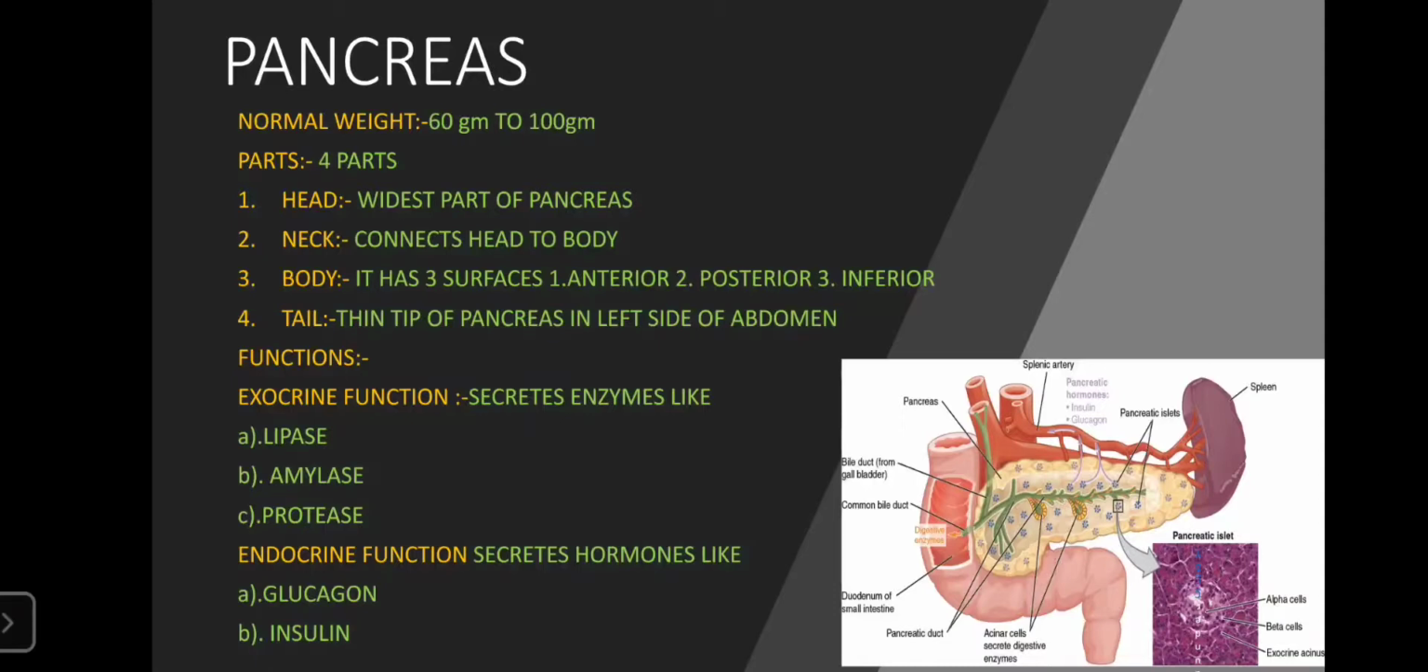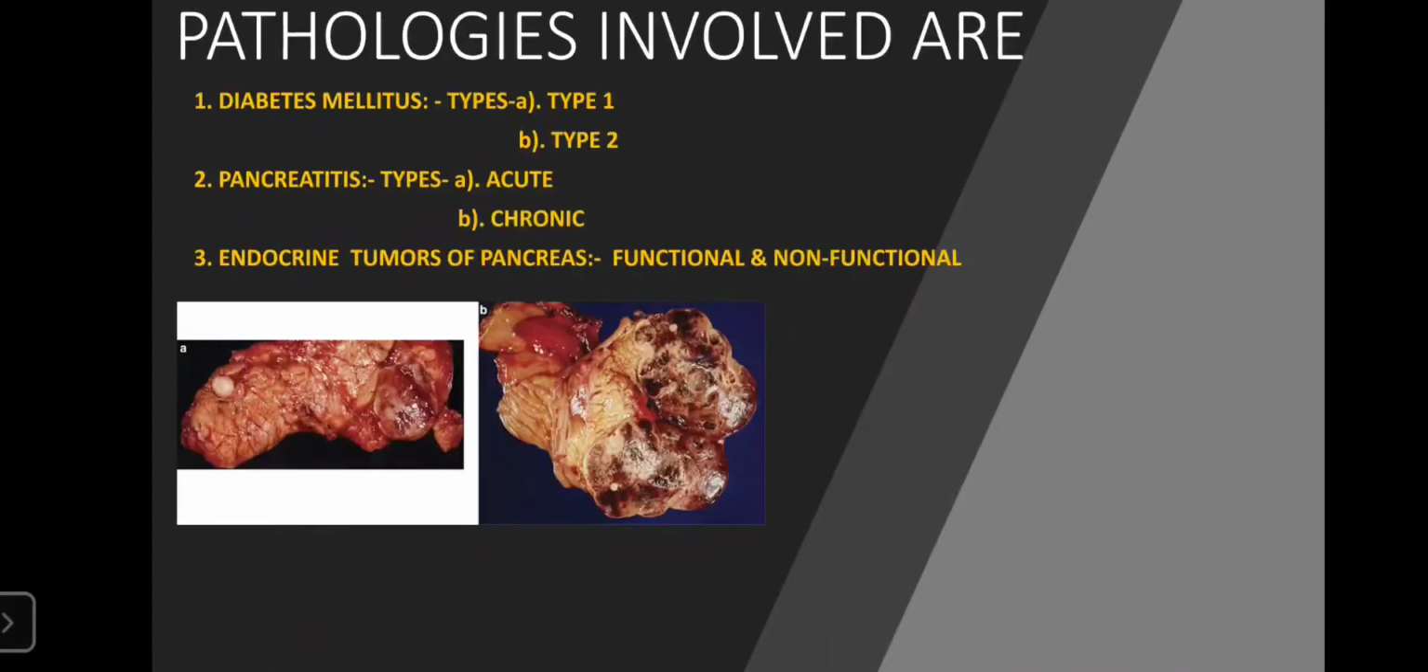Glucagon functions as a glycogenolysis, in which the glycogen stored in the liver is lysed and the glucose is released into the blood, while the insulin converts the blood glucose into the glycogen in the liver. So the pathologies involved in the pancreas are diabetes mellitus, pancreatitis, endocrine tumor of pancreas.